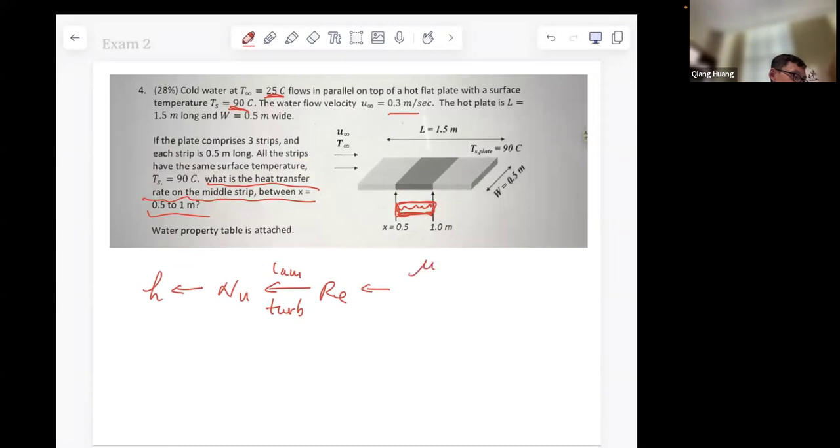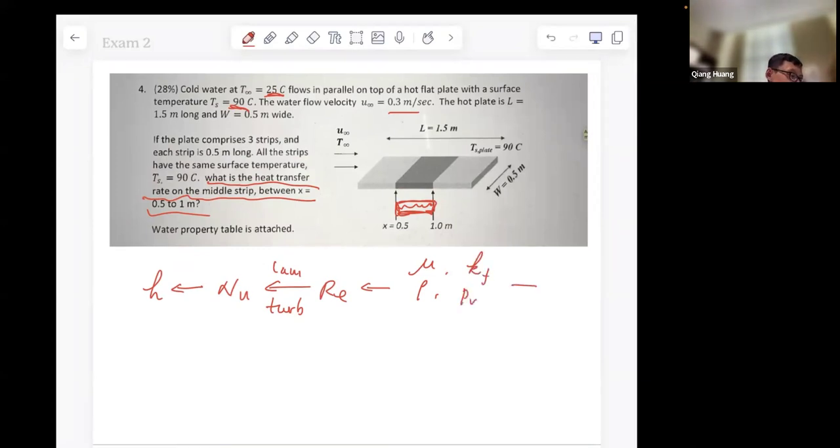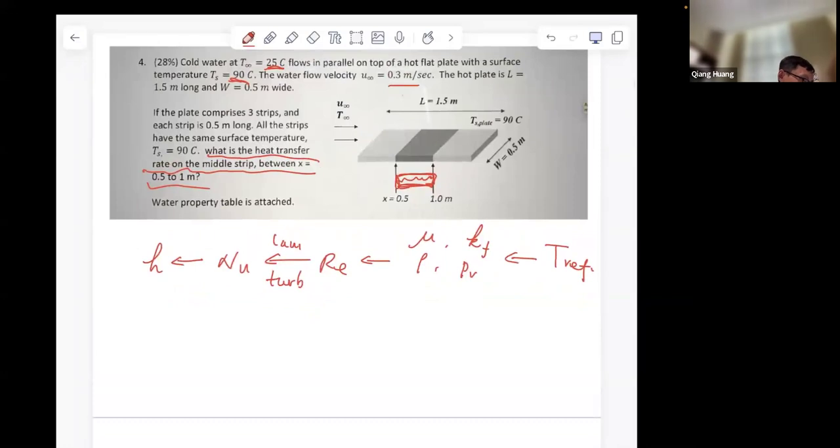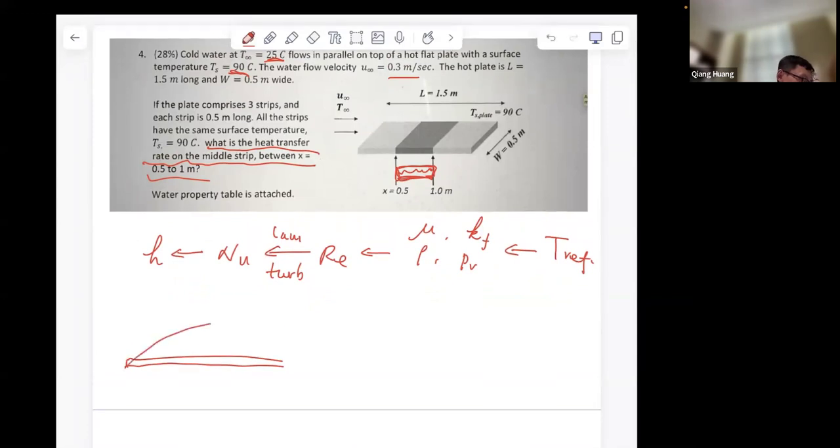Properties include the viscosity, density, maybe not specific heat, the conduction coefficient of the water, the fluid, and also the Prandtl number. And in order to do that, we need a reference temperature. For this flat plate, we already talked about it many times. So this is a flat plate, either laminar or turbulent, whatever it is.